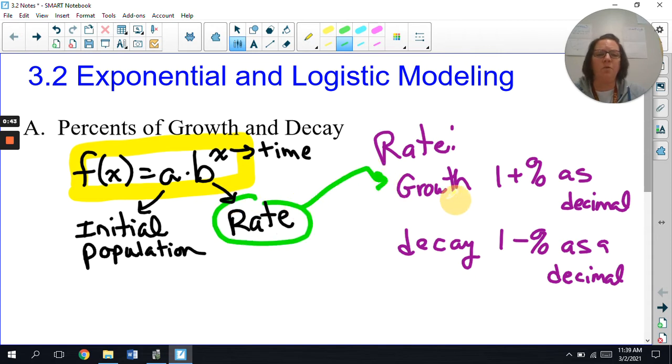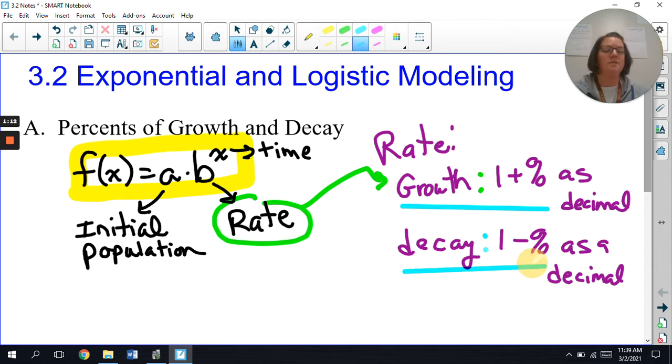If you have a growth, you need to do 100% plus your rate of growth, and if you have a decay, you need to do 100% minus your rate of decay. Since we're talking about it as a decimal, we are going to use 100% as 1. So growth is 1 plus your percent as a decimal, and decay is 1 minus your percent as a decimal. That's key, so make a note of that.